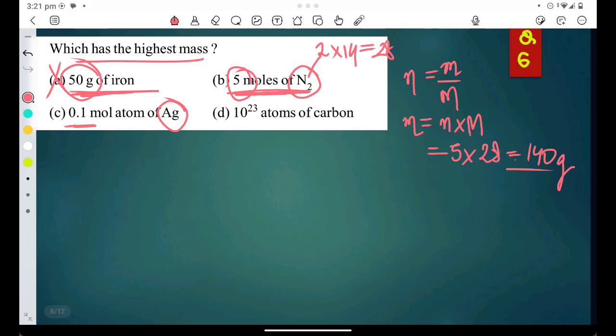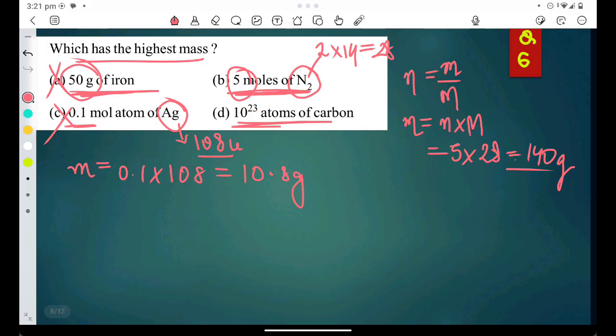Silver has an atomic mass of 108 U. So mole is already given, and mass is equal to moles times molecular mass. This formula I am going to apply. How many moles are given? 0.1 mole times 108 is going to be 10.8 gram. It is also not the highest.